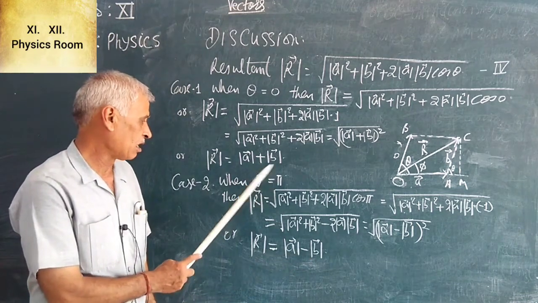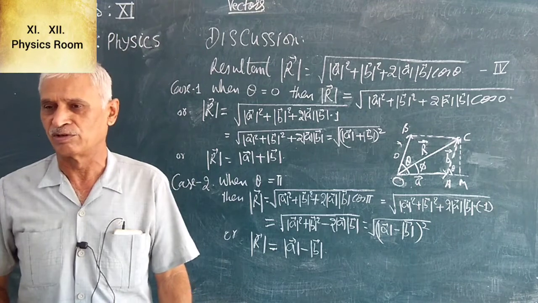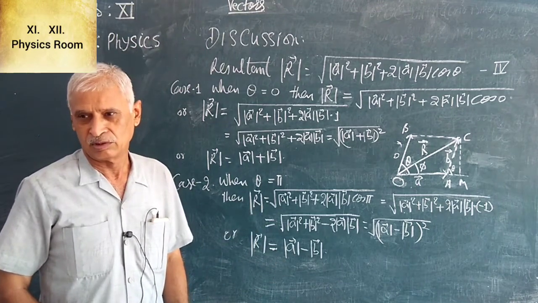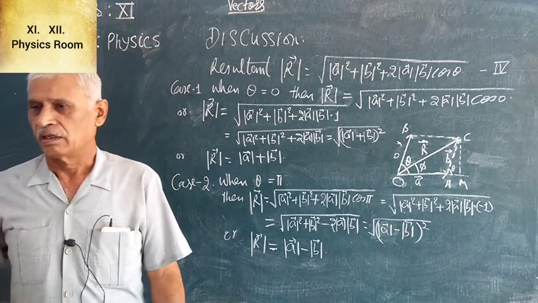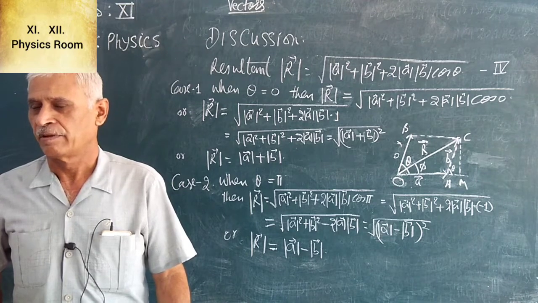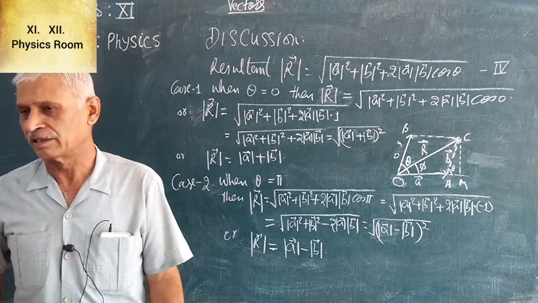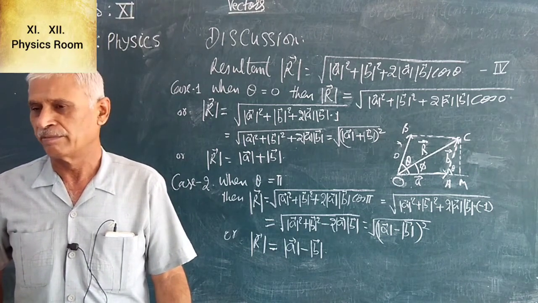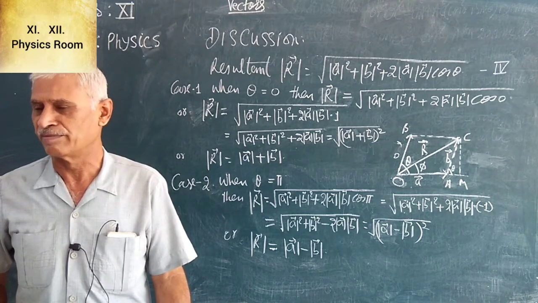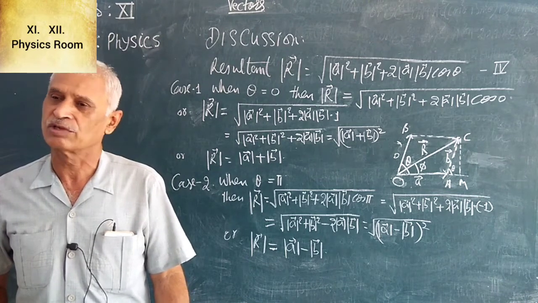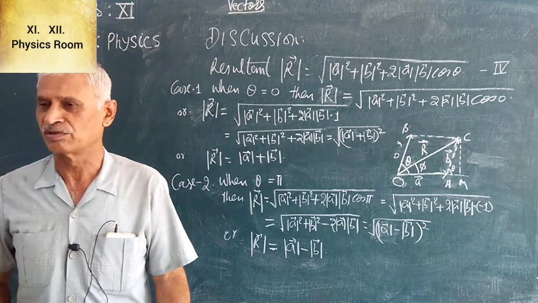So these two results are very important for you because these are applicable in some situations where you have to apply them directly. So do remember that when two vectors are parallel, acting at the same point in same direction, then the resultant is equal to sum of their magnitudes. And when they are anti-parallel, acting in opposite direction at the same point, then their resultant is equal to subtraction of their magnitudes. So we have to apply this in various situations to solve some problems.